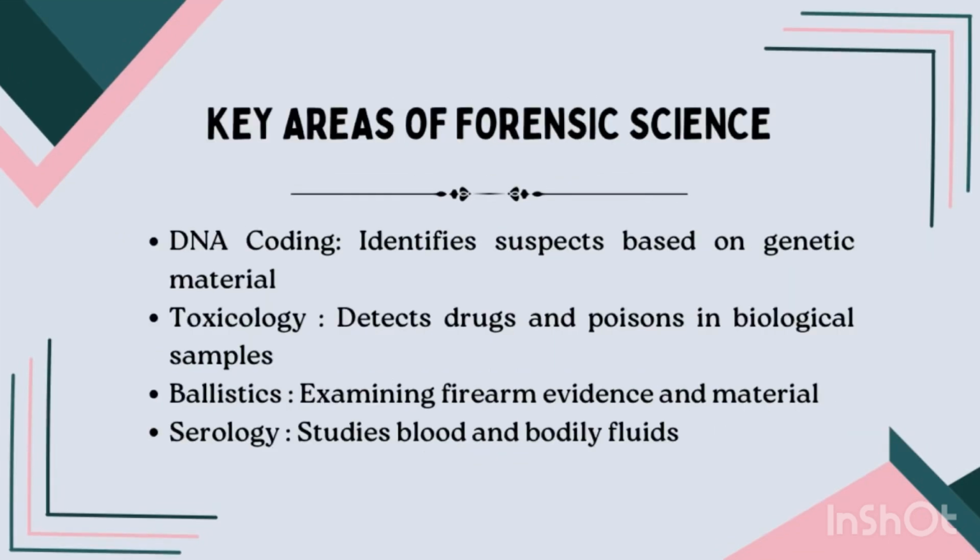The key areas of forensic science. Firstly, there is DNA coding, which identifies suspects based on genetic material. Next, there is toxicology, which detects drugs and poisons in biological samples. Third, we have ballistics, which is used to examine firearm evidence and material. And then there is also serology, which studies blood and bodily fluids.